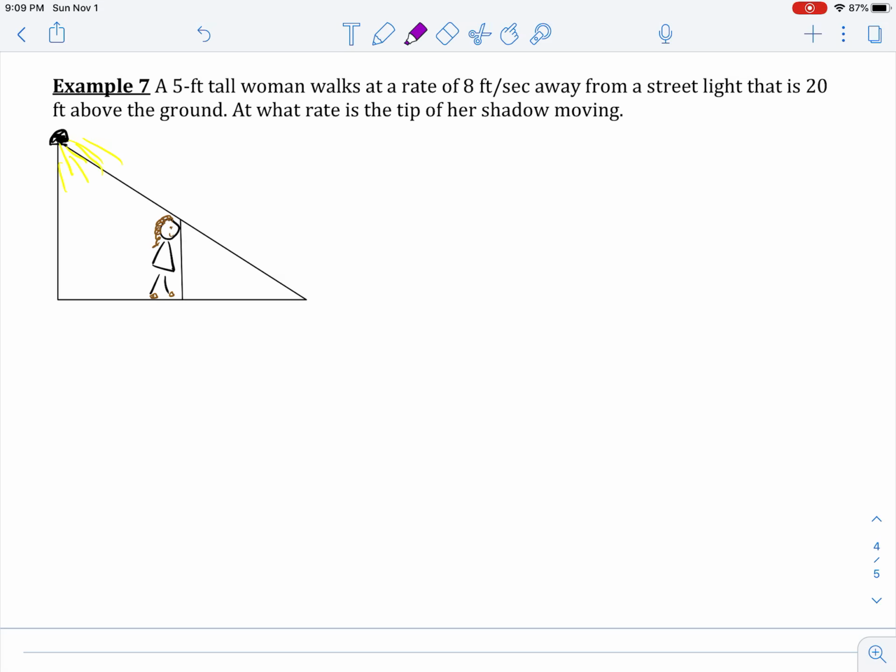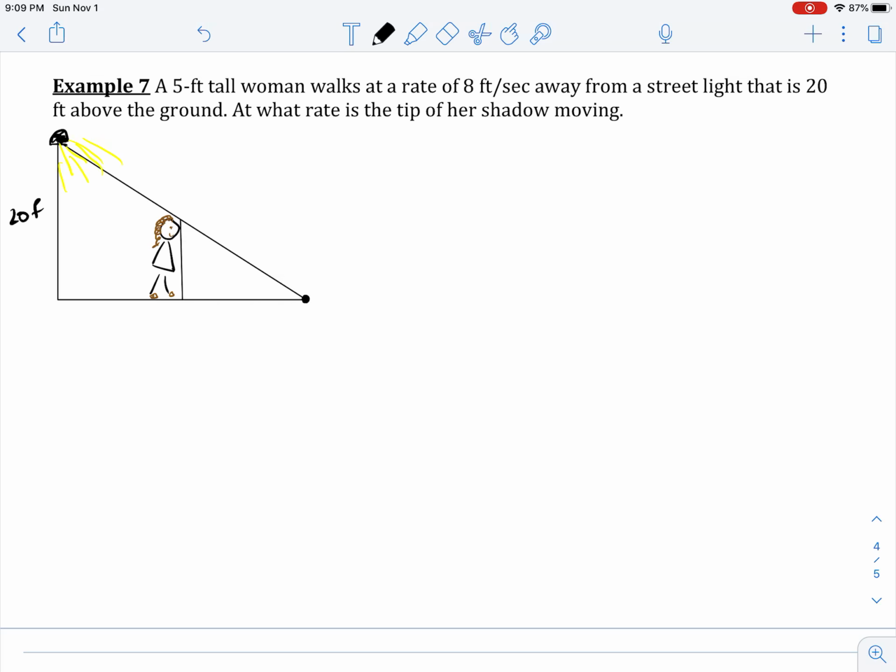All right. So here it says a 5-foot-tall woman walks at a rate of 8 feet per second away from a street light that is 20 feet above the ground. At what rate is the tip of her shadow moving? So what's the tip of her shadow? That's the tip of her shadow right over there. So I'm going to label some of these things.